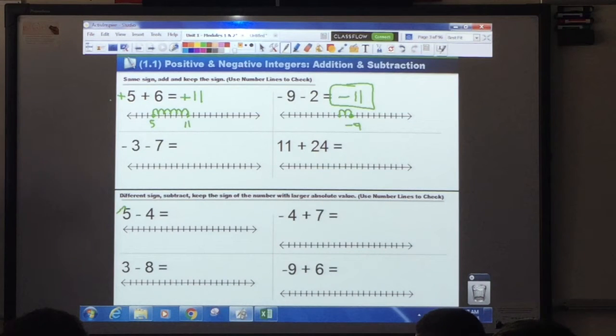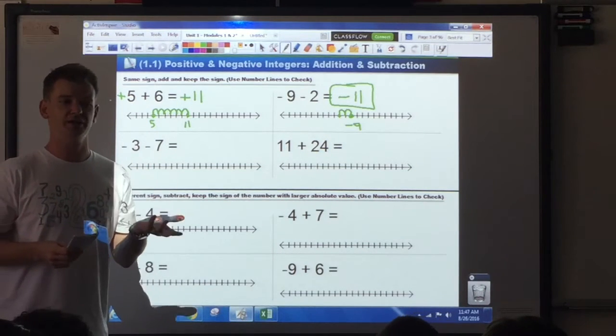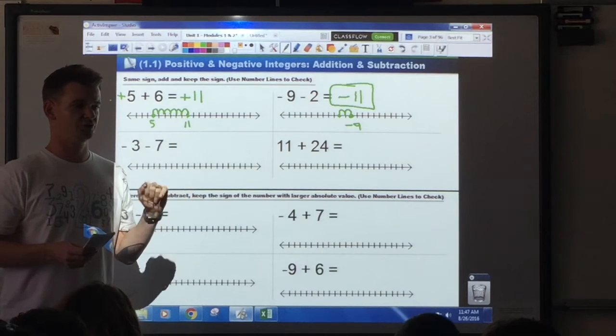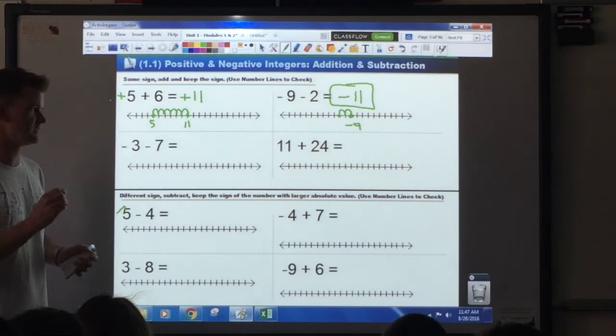Now, I don't want you to use number lines unless you have to. If you know how to do this, and you're solid, you understand the concept, fine. Number lines are simply a way for you to check your work. Calculators are another way. Counters that we're going to use on the next slide are another way for you to check your work. Lots of different ways.